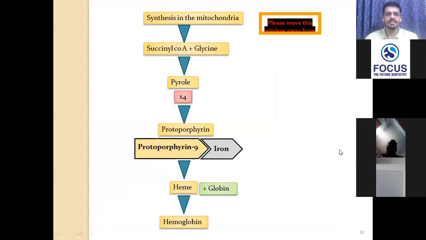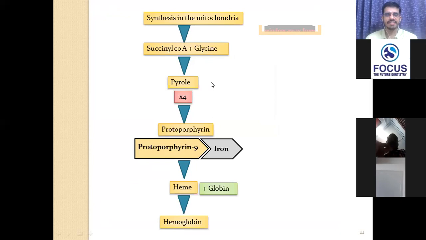So this is how the synthesis of hemoglobin occurs. It usually occurs within the mitochondria, characterized by the combination of succinyl-CoA with glycine, giving rise to pyrrole. Four pyrrole rings together give rise to a structure called protoporphyrin. Among them, protoporphyrin 9 is the one which combines with iron to give rise to heme, and heme combines with globin to give rise to hemoglobin.